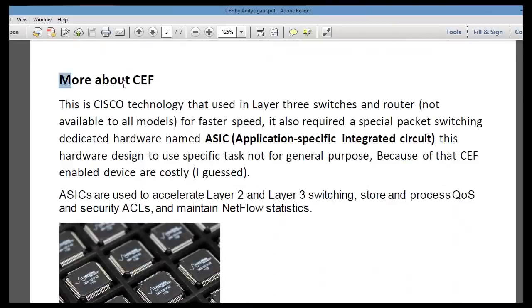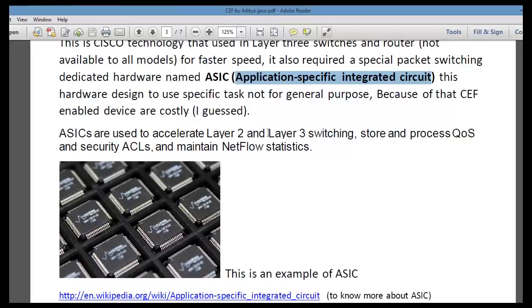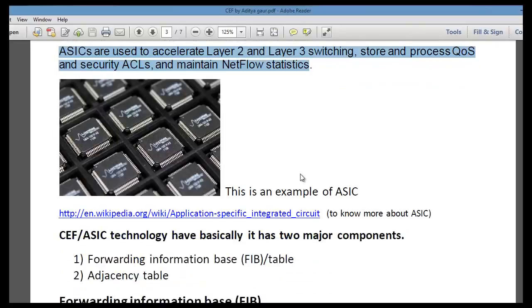You can go through and discuss a lot about Cisco Express Forwarding, but since I have created documents for you, I'm not going to go through them line by line. Yes, you need to understand that Cisco Express Forwarding uses specific hardware known as application specific integrated circuit. ASICs are used to accelerate layer 2 and layer 3 switching, store and process QoS, security and ACL, and maintain NetFlow statistics. This is a typical example of that particular hardware.